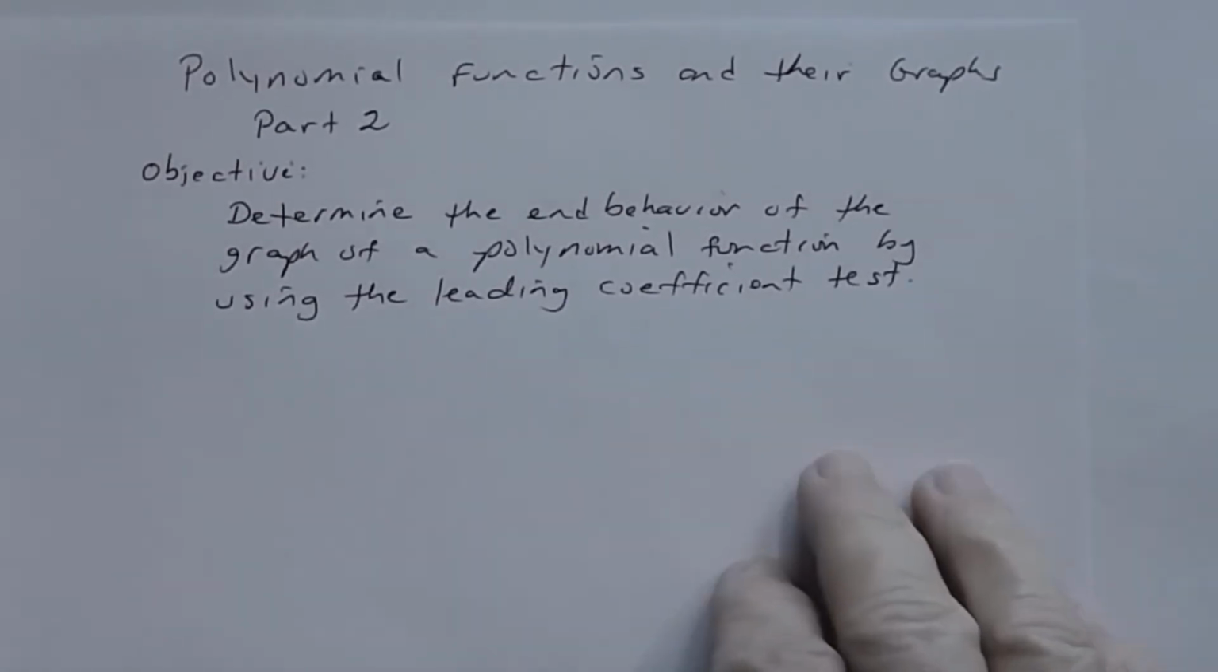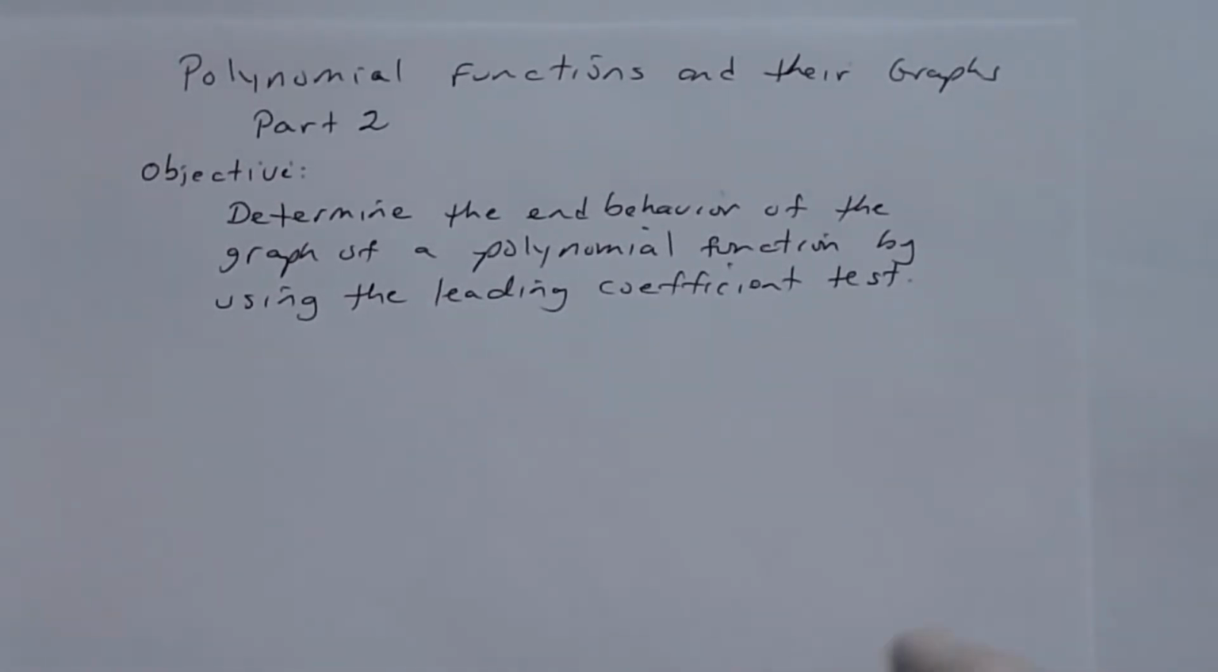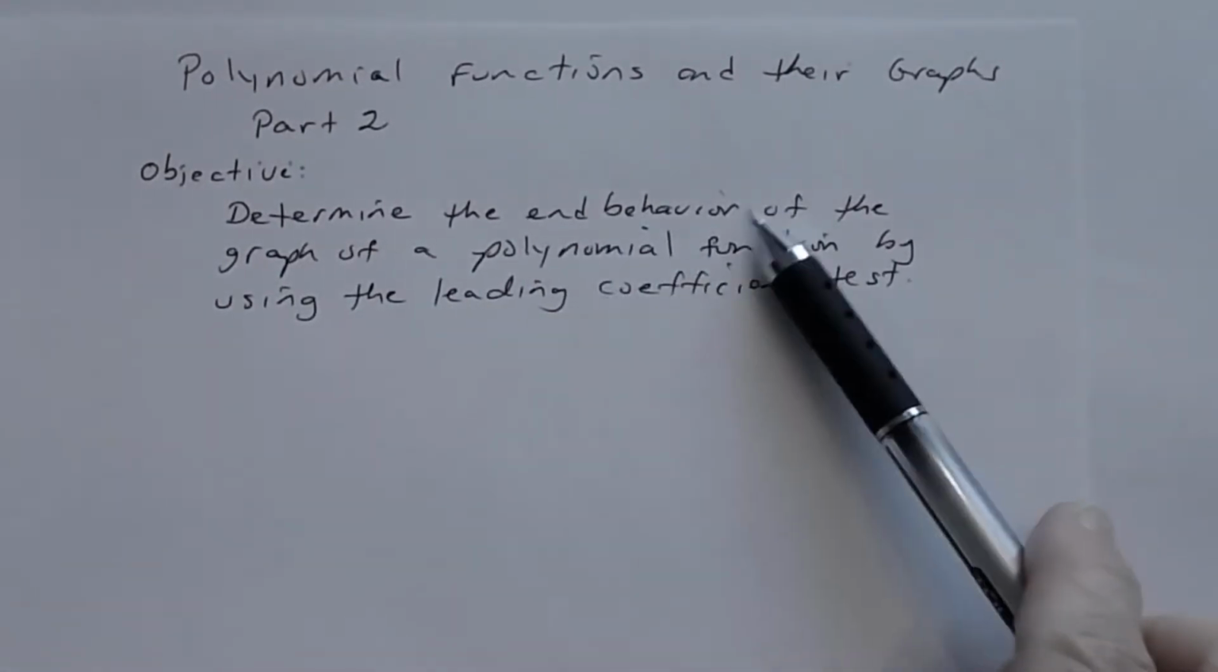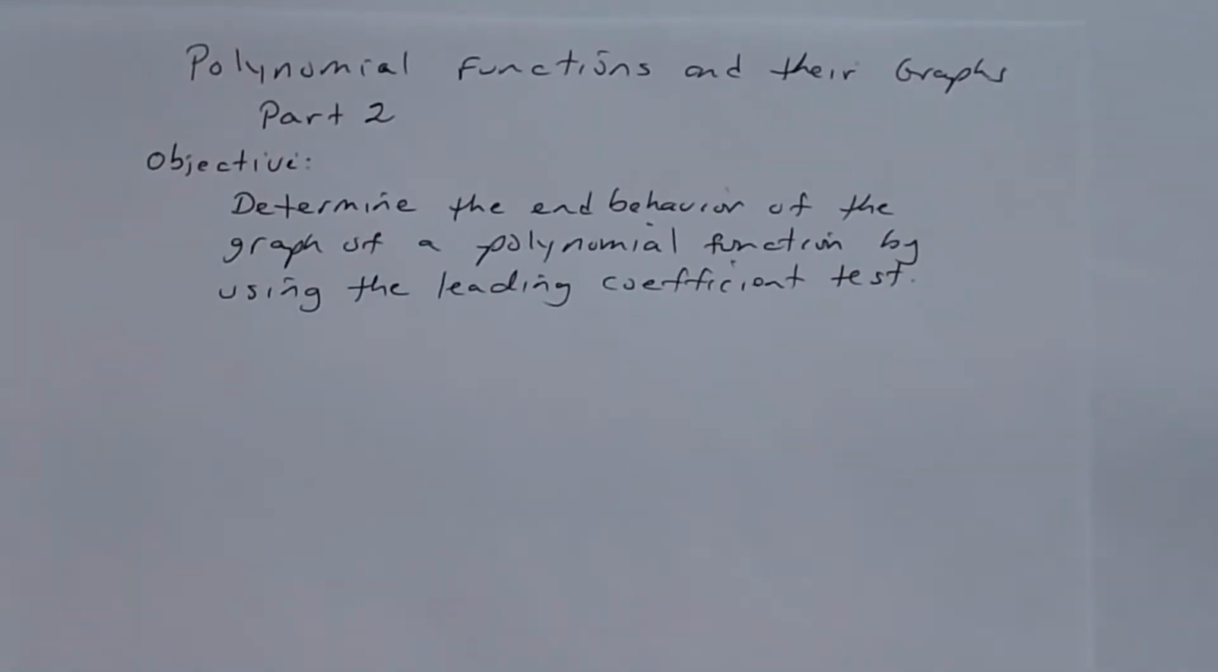Now, as we go through this, we're going to look at examples of polynomial functions and their graphs, and we're going to discuss this end behavior using those graphs.